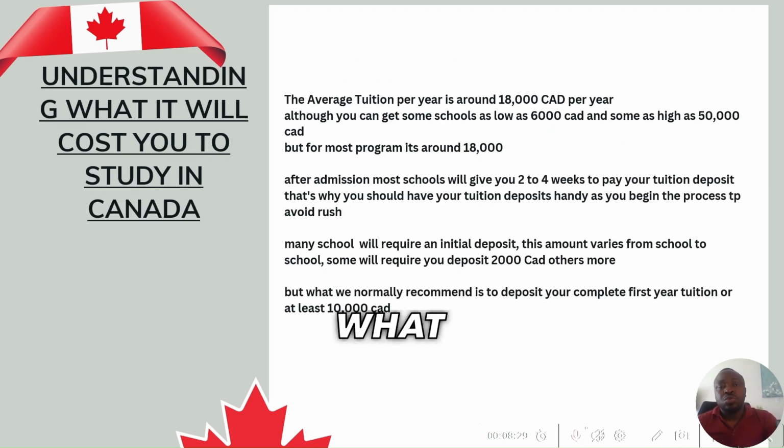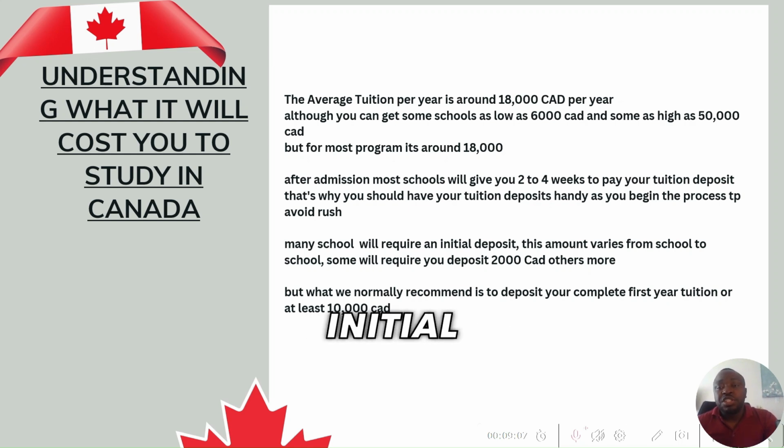Now, this is what it will cost you to study in Canada. The average tuition per year is 18,000 Canadian dollars. Although you can find some schools as low as 6,000 Canadian dollars and some as high as 50,000, for most programs, it's about 18,000 Canadian dollars per year. After admission, most schools will give you 2 to 4 weeks to pay your tuition deposit. That's why you should have your tuition deposit handy as you begin the process, to avoid rush and unnecessary pressure.